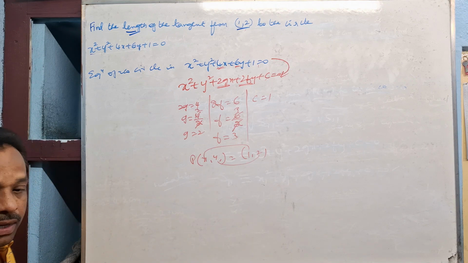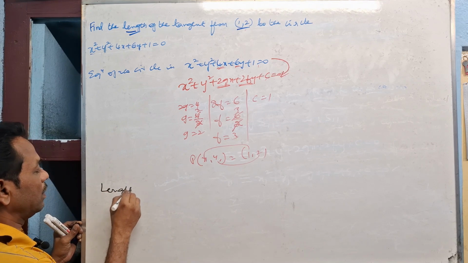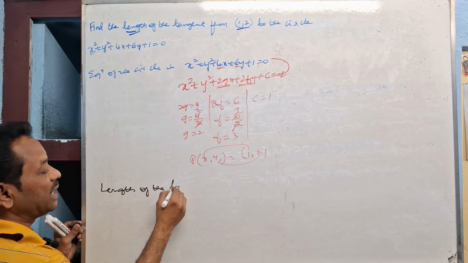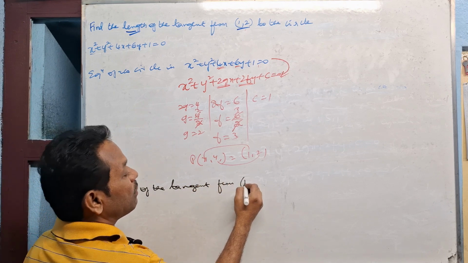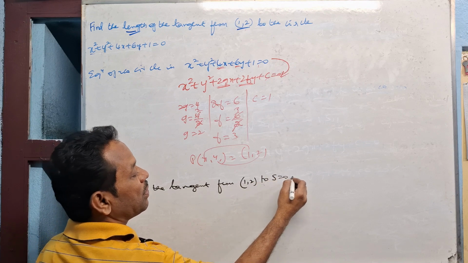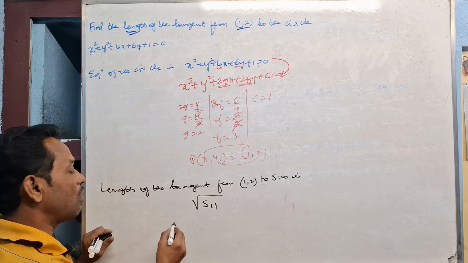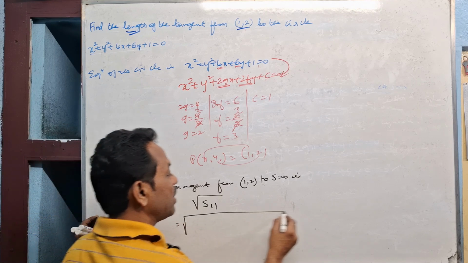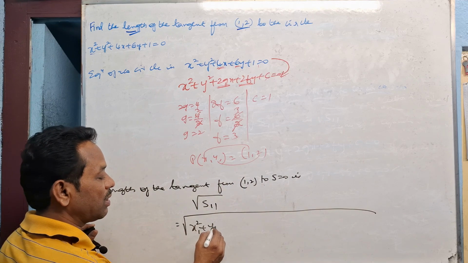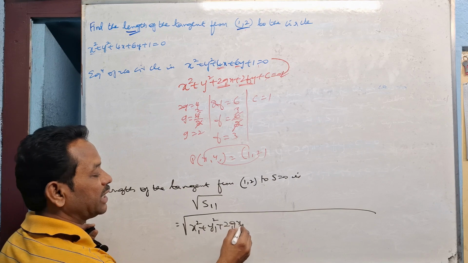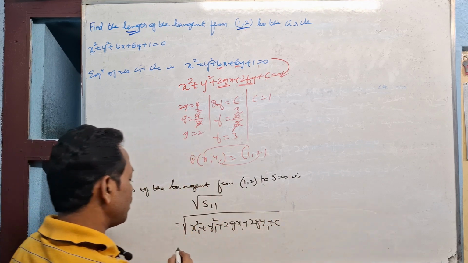Now let us use the formula. Here my formula is length of the tangent from which point? From 1, 2 to s equals 0 is, the formula says, root of s11. So how to find root of s11? S11 is nothing but x1 square plus y1 square plus 2g x1 plus 2f y1 plus c. Okay. Now let me put the values.